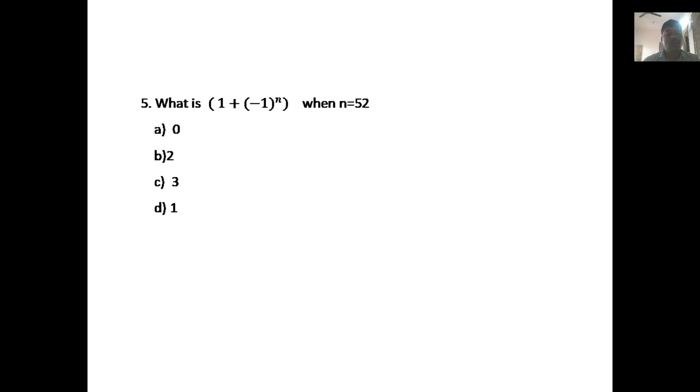Fifth one, what is 1 plus minus 1 raised to n when n is equal to 52? Answer is B, 2.